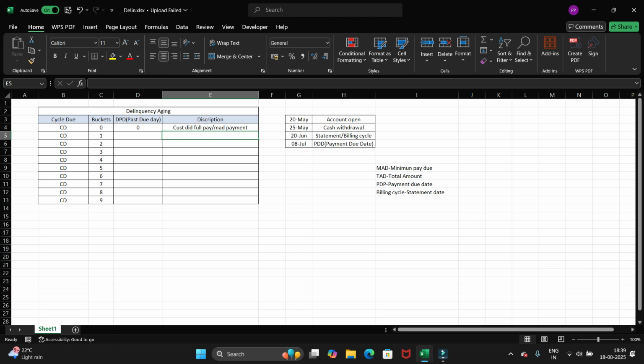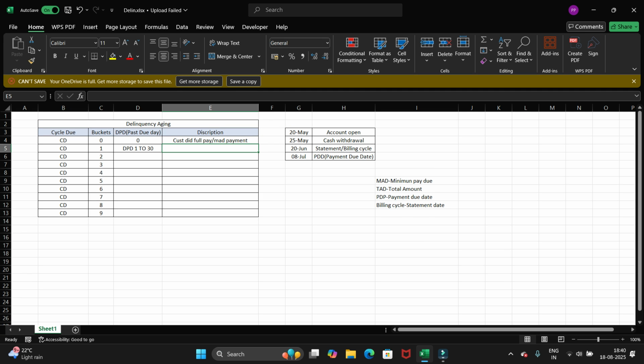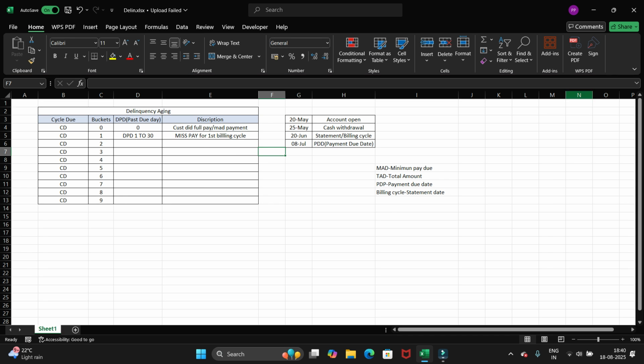Second, we have CD1, for which DPD will be from 1 to 30, as the customer has not made a payment, or missed payment for the first billing cycle. So let's take a scenario behind this.